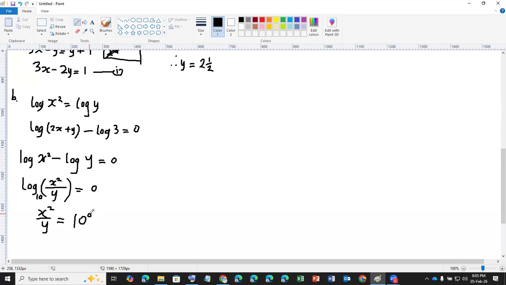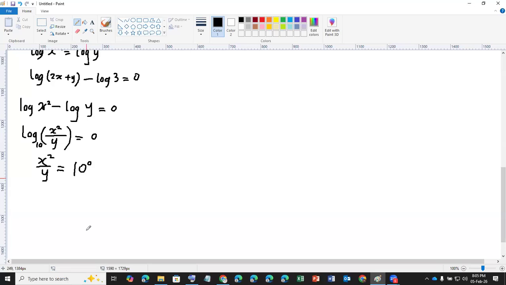And I told you that another name for logarithm is power. So we can read it again: the power of x squared over y to base 10 is 0. So that's what I just did, I just interpreted it. The power always sits on the base. And we all know that anything raised to power 0 is what? 1. So we now have that x squared over y equals 1.